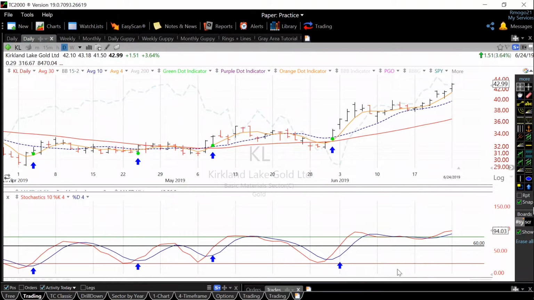So the green dot indicator is used to determine entry points in strong growth stocks that are in an overall long-term uptrend. The indicator is activated when, after a minor pullback or consolidation period, the stock resumes its overall uptrend. These pivot points can be determined in TC2000 by creating an indicator which highlights when the 10-4 stochastic crosses above its 4-day simple moving average after it's been oversold, meaning that the 10-4 stochastic was less than 60.